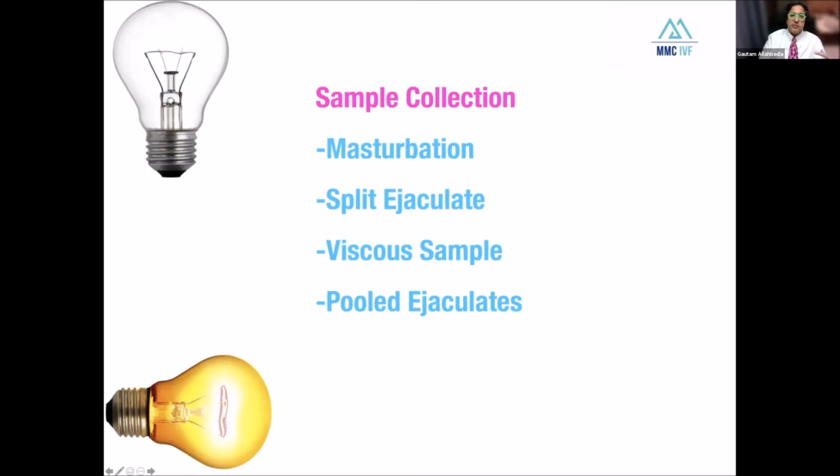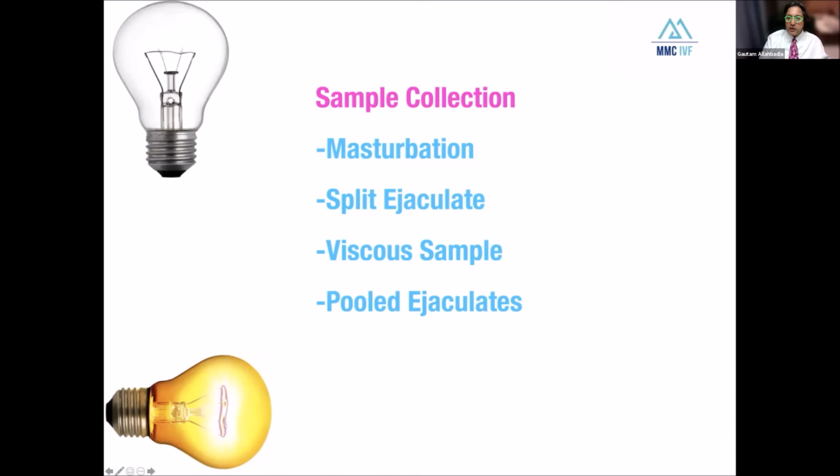Sample collection is by masturbation. A split ejaculate is preferred, where the first part of the ejaculate is collected in one jar. The first spurt is collected in one jar, and the second, third, and fourth spurts are collected into another jar. Basically, 90% of the sperms are in the first part of the ejaculate, and we send the partner or wife in to help the husband collect the ejaculate completely. A viscous sample can be treated in the laboratory very easily.